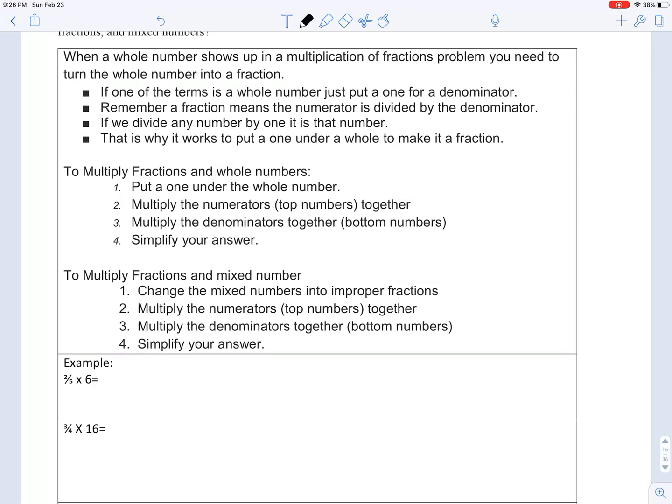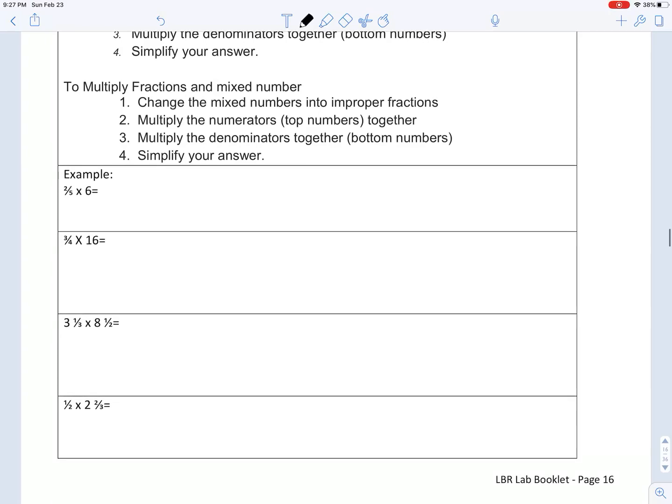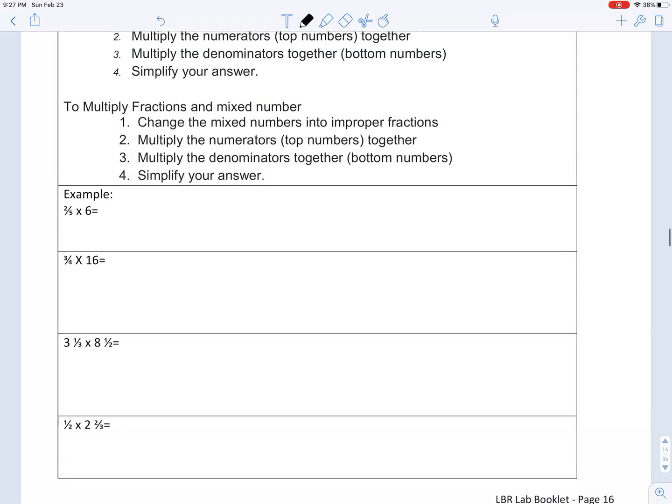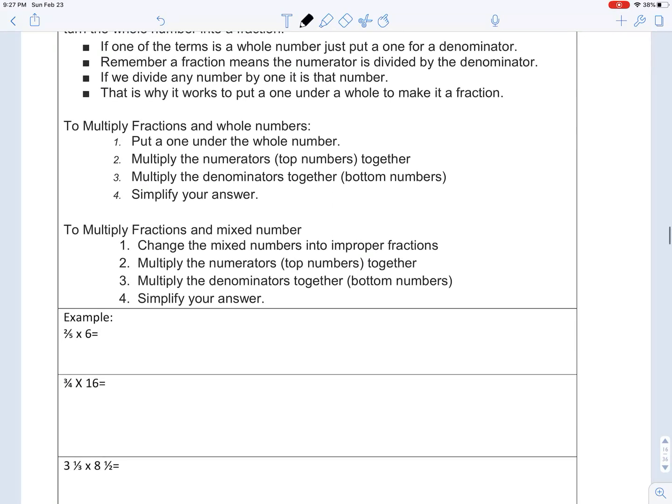Sorry, I was thinking about how to explain this, but let's just take this as examples here. Okay, so the first example they give us is when a whole number is being multiplied by a fraction.